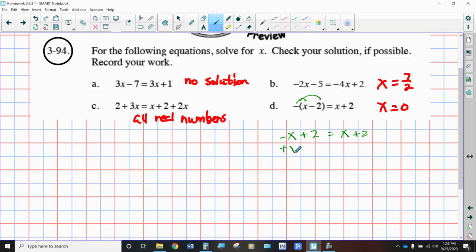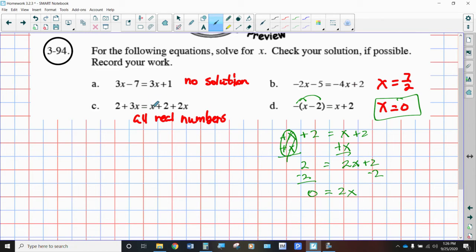So if I add x to each side, you now have 2 x's plus 2 on the right, and you've got 2 on the left because these guys canceled each other out. So 2x plus 2, let's take away 2 from each side, and we get 0 is equal to 2x. So what do you multiply times 2 to give you 0 for an answer? x has to be equal to 0.